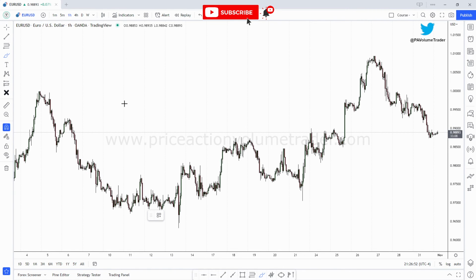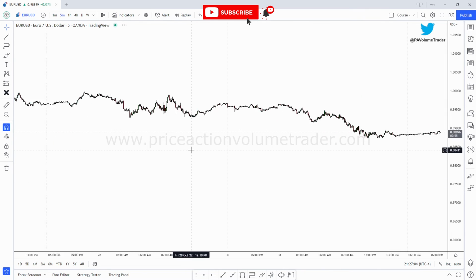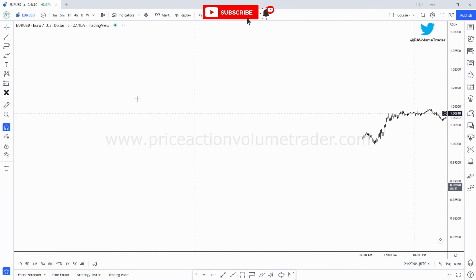Let me mark this area off. Let me just grab this. This is in the hourly time frame. Let's go down into a 5-minute chart and observe over here what happened on a lower time frame.